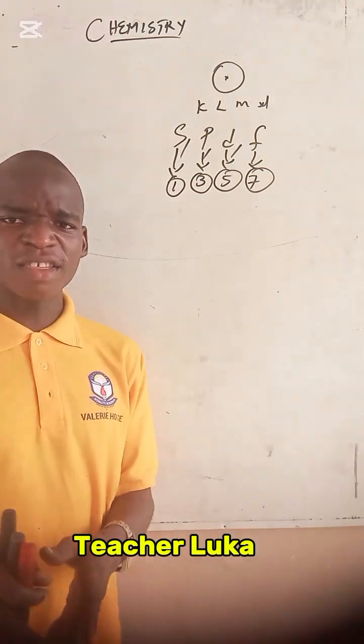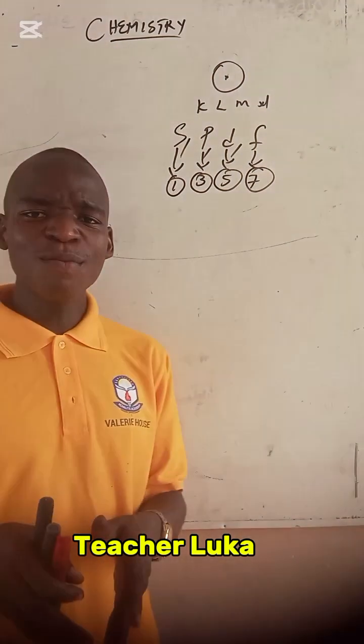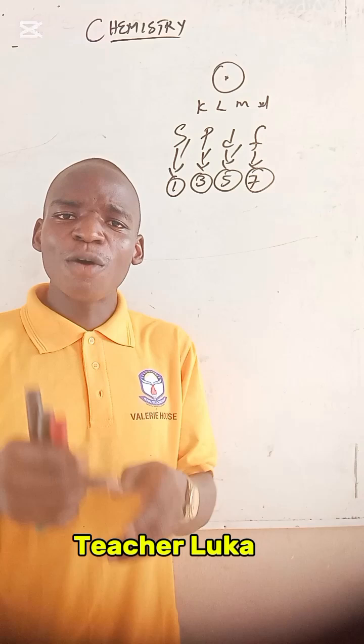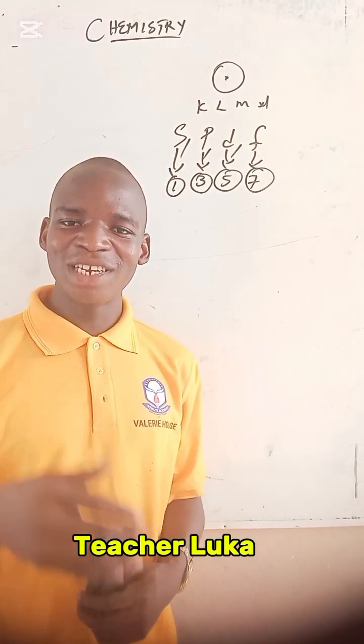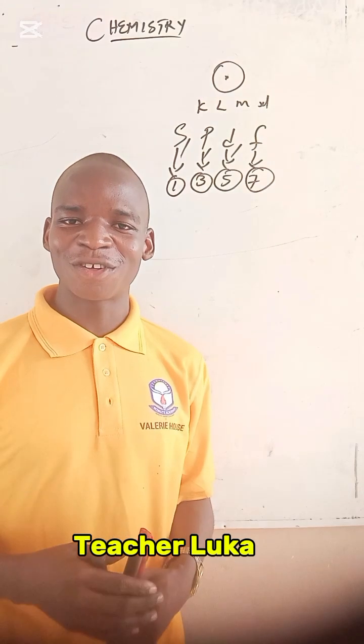So, there is a principle that states that the maximum number of electrons an orbital can carry is 2. Who stated that principle? If you know the answer, drop it in the comment box, all right?